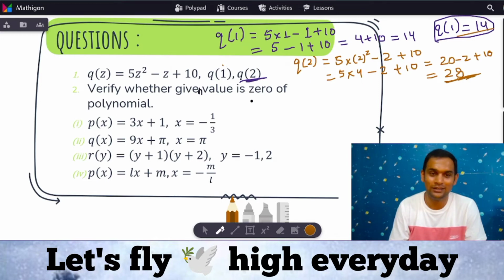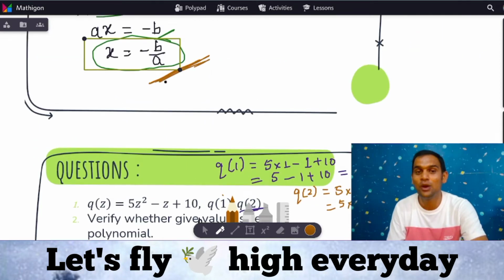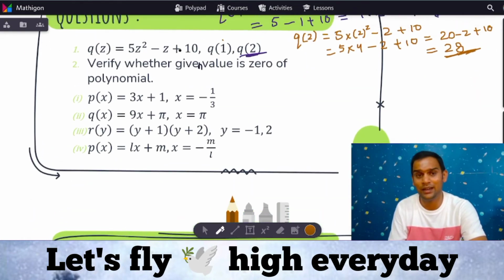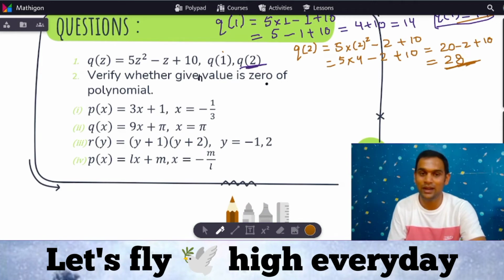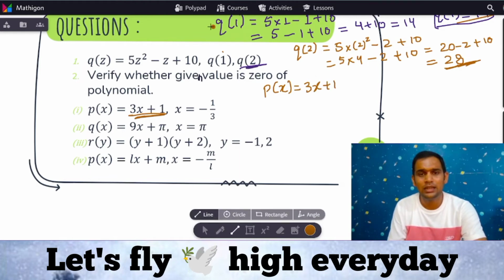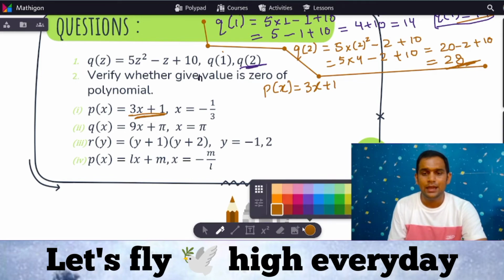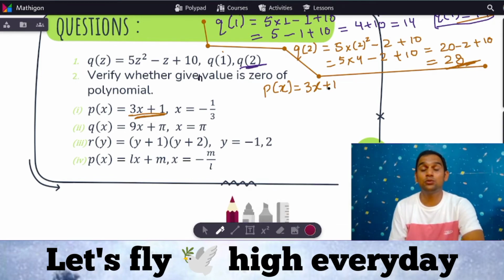Let's try to understand how we find the zeros of a polynomial. We have already learned that if you have a linear polynomial, the zero of the polynomial is nothing but minus b by a. So let's quickly verify the formula as well as how we find a zero of the polynomial. Suppose we have the linear polynomial 3x plus 1. So p of x is 3x plus 1. Yes or no? So I will quickly make a line over here such that you don't have any confusion in understanding. And let's change the color. So p of x equals 3x plus 1.